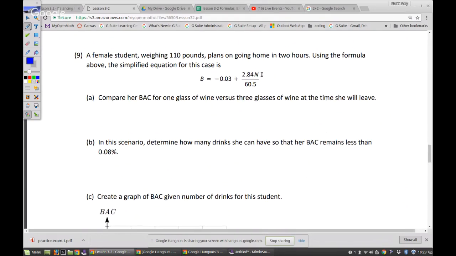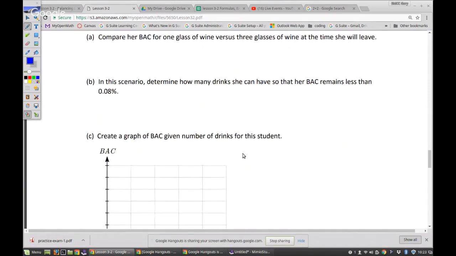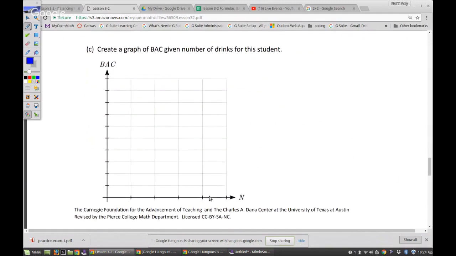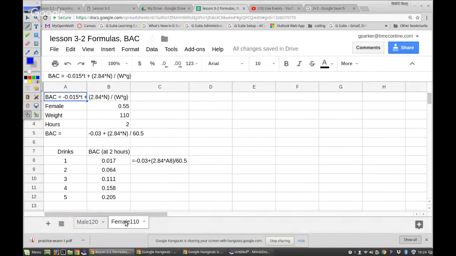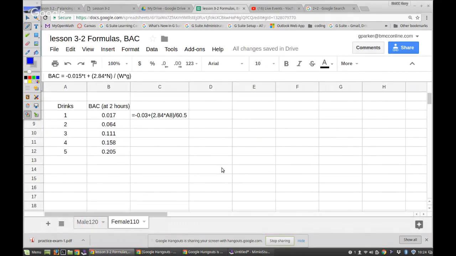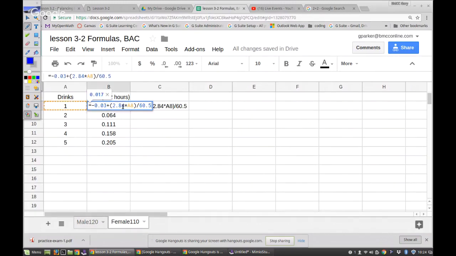And so here we're letting the number of drinks she has vary instead of the time. And so what we want to do is plot that for a few drinks. So I did that on the spreadsheet, my second tab here. So the formula I typed in is the one given at the top of problem 9.